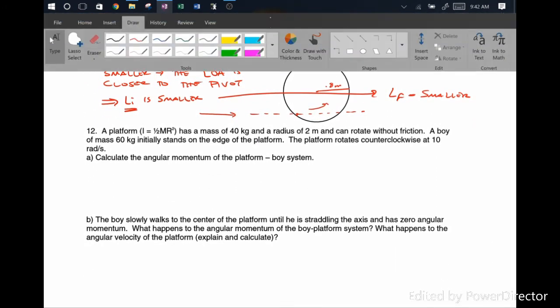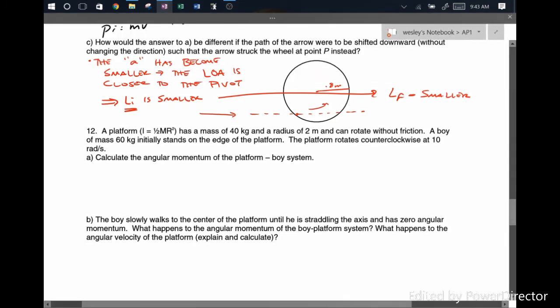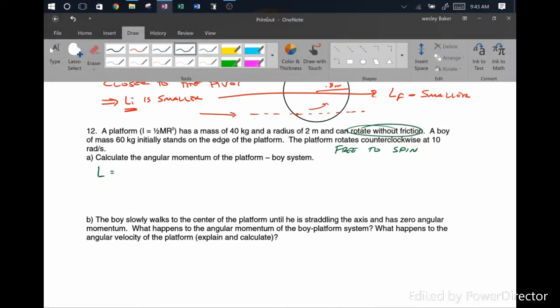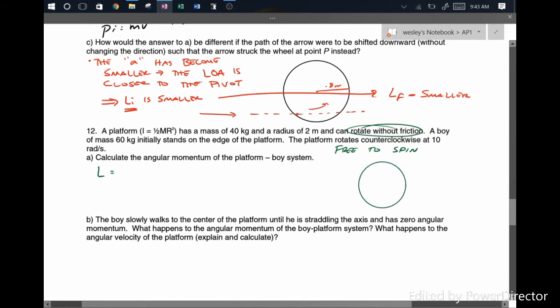All right, 12. We got a platform that can rotate without friction. Good for it. So for this whole thing, because it can all rotate without friction, we are free to spin. So the first thing we're going to do is calculate the angular momentum of the buoy platform system. This is a spinning system. The buoy is standing on the edge, so we'll draw that again. So the buoy is standing out here on the edge of the spinning system.